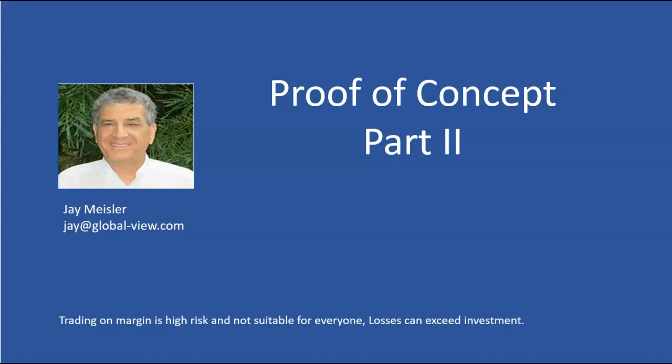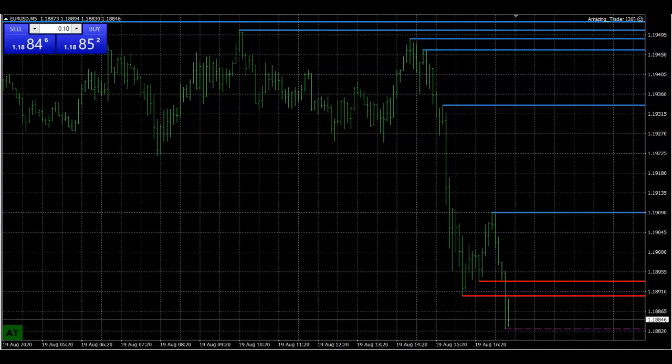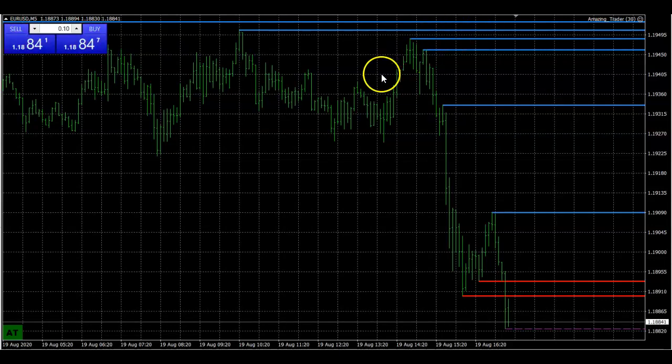Proof of concept, part 2. The key to any system or strategy is it has to be tradable. What I mean by tradable, has to be able to be put into practice in real time. This is why I call this proof of concept part 2. I've already showed you a proof of concept. This is going to reinforce it further.